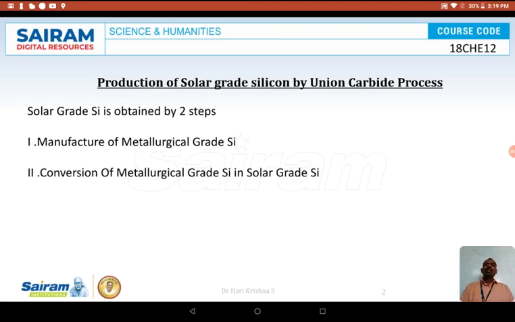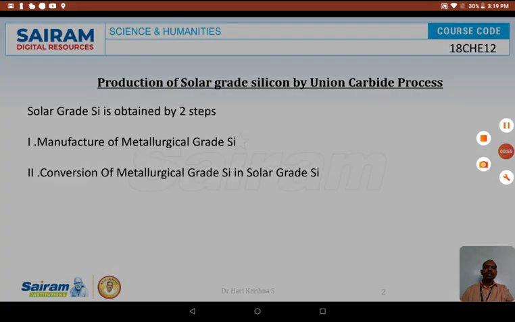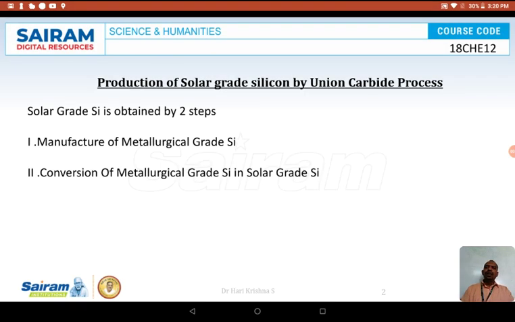Solar grade silicon is obtained by two steps. One is manufacture of metallurgical grade silicon. The second step is conversion of metallurgical grade silicon into solar grade silicon. Both steps put together are called the Union Carbide process. So in general, solar grade silicon is synthesized using the Union Carbide process.